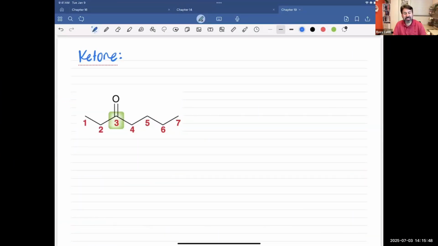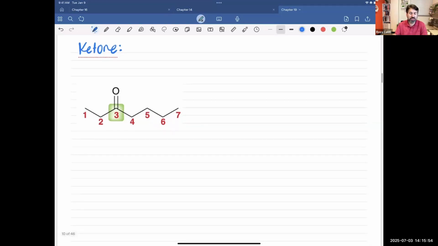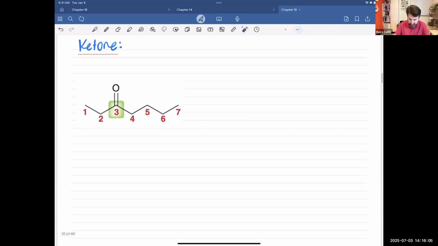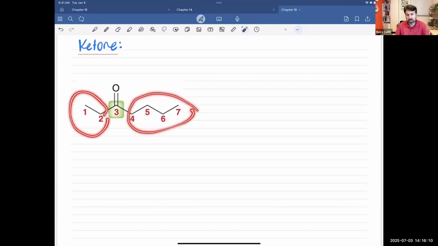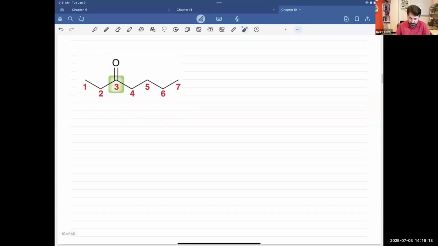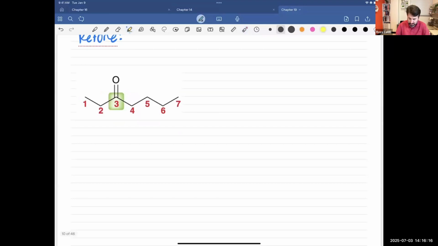Hello and welcome back. In this lecture, I'm going to practice nomenclature of ketones. We said ketone is a functional group that has a carbonyl with two substituents. The two substituents can be identical or non-identical. For example, in this case, you can say I have ethyl on the left side and this group, butyl, on the right side. Okay, how do we name a ketone?